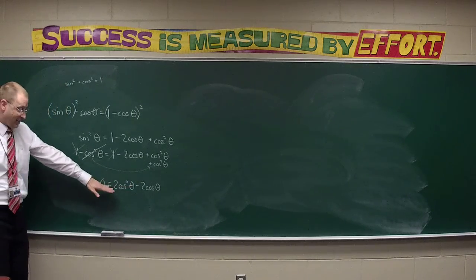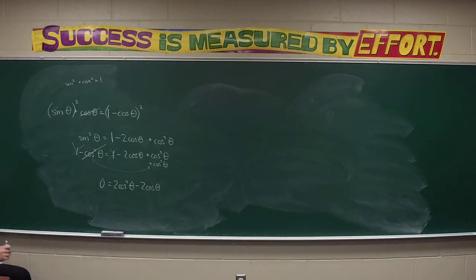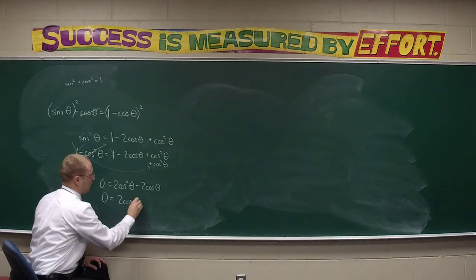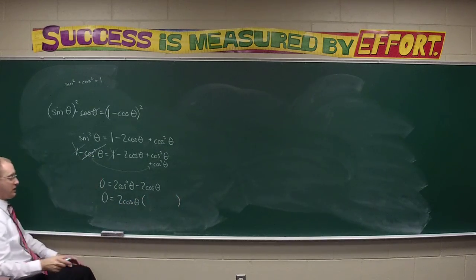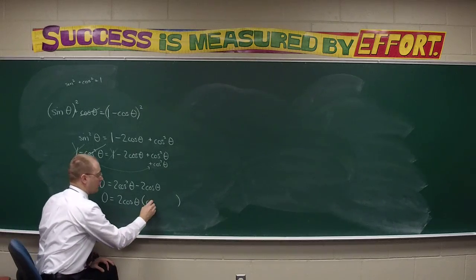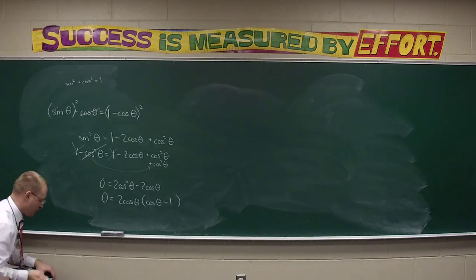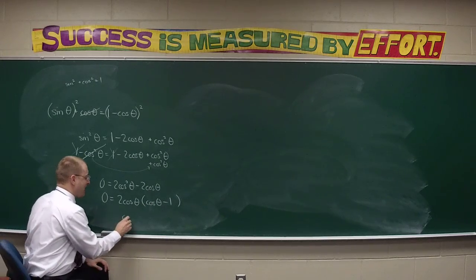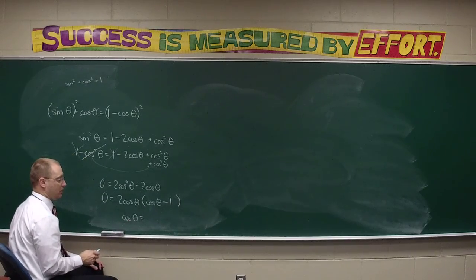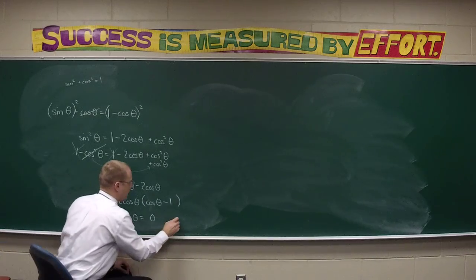We've got our quadratic, it's a complete quadratic. I have a squared and a first, even though I don't have a constant term anymore because they canceled. But I can still factor out a 2 cosine, leaving me with, in parentheses, cosine theta minus 1. I appreciate the effort there, Ethan. I know it was hard for you. And so we end up saying that cosine theta equals 0, and cosine theta equals 1.